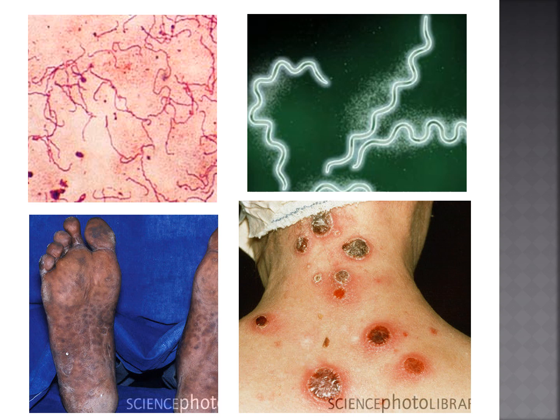So in the top two images, we can see the spirochetes. The one on the left is an example of a gram stain. The one on the right is an example of what Treponema pallidum would look like on a dark field exam. Down at the bottom, we can see keratotic lesions on the feet and chancres on the neck of these patients.